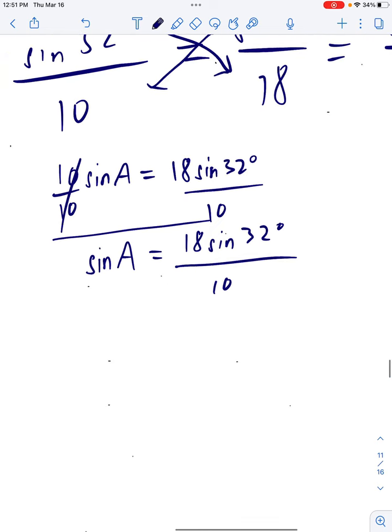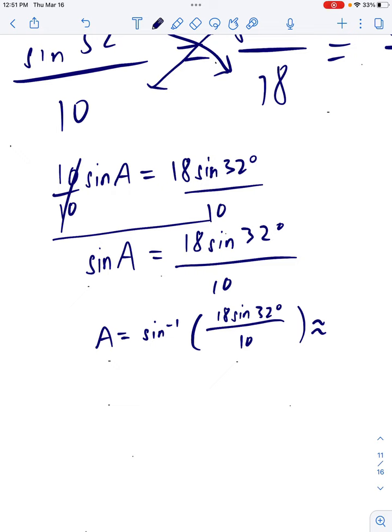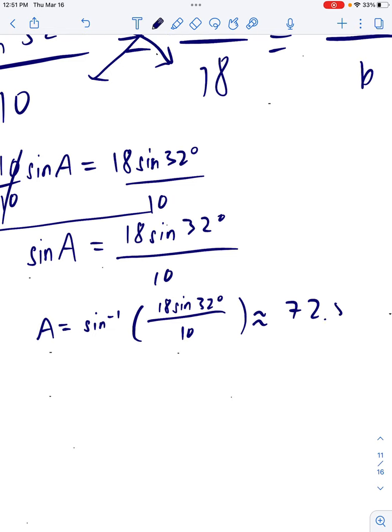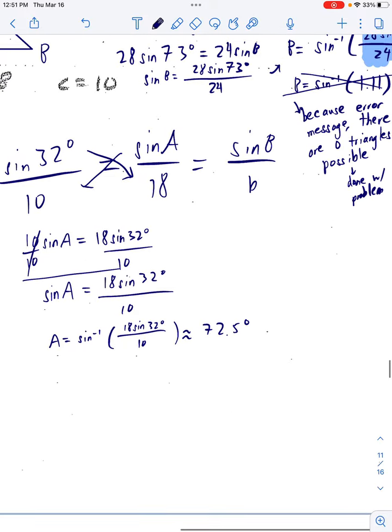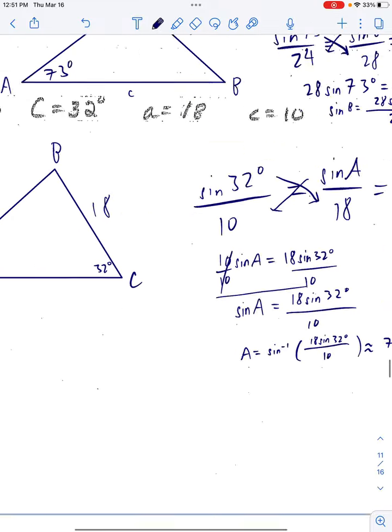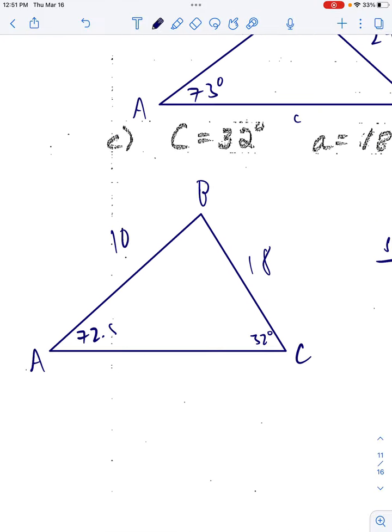All right. So I'm going to hit both sides with the inverse sine. I get A equals inverse sine of 18 sine 32 degrees all over 10. Putting that in my calculator, I get about 72.5 degrees. Since that didn't give me an error message, I know at least one triangle is possible. Okay, so there's a possible triangle where that big angle A equals 72.5 degrees.